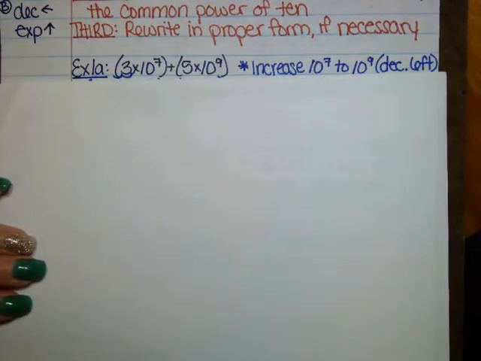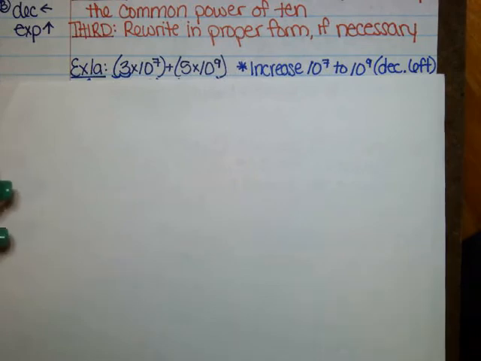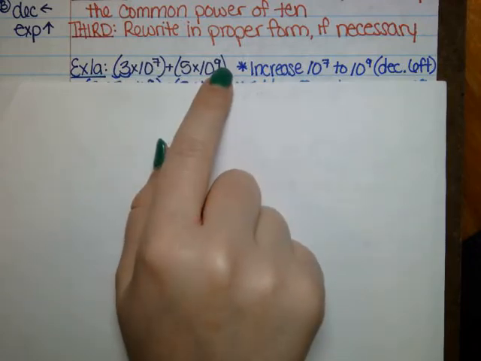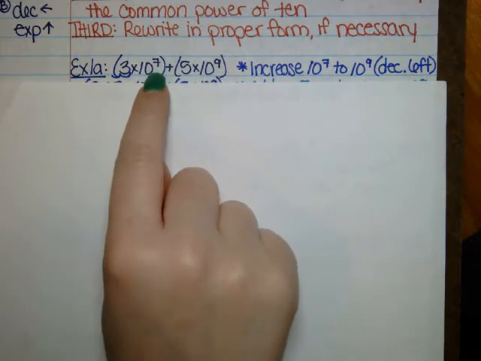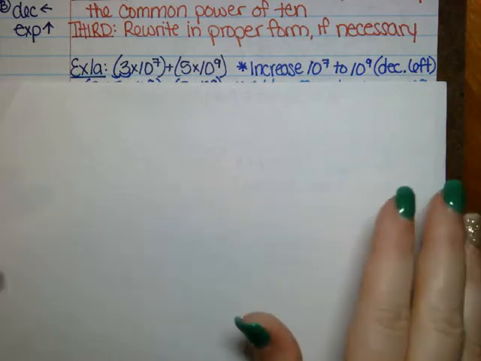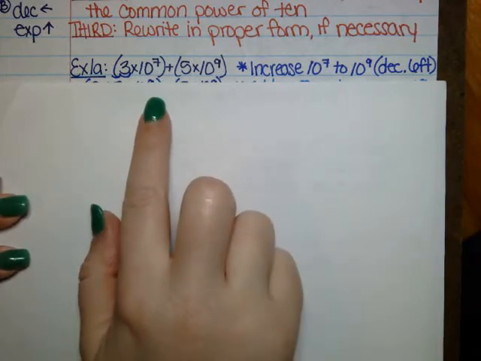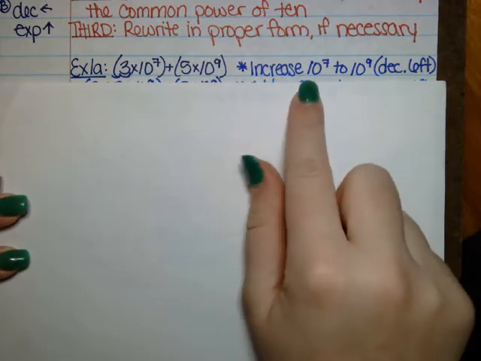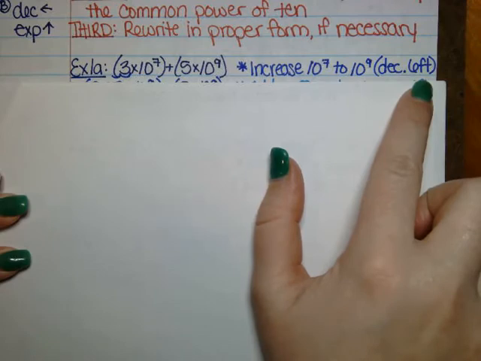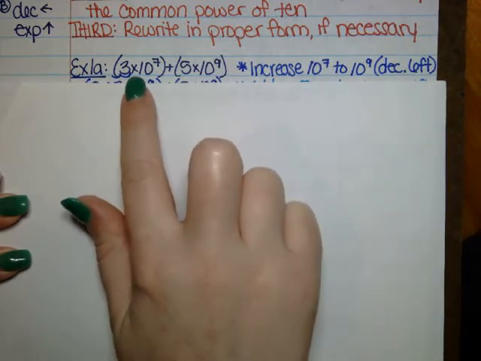So, I have example 1a because I'm going to use this problem twice. Once with changing the 7 to a 9, and then with changing the 9 to a 7, so that you can see that it doesn't matter which one you choose, you're going to get the same answer as long as you follow the rules. So, if I'm going to increase 10 to the 7th to 10 to the 9th, that means I have to move my decimal place to the left of that first value.